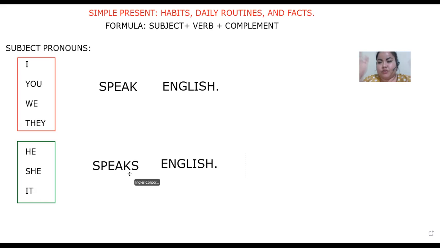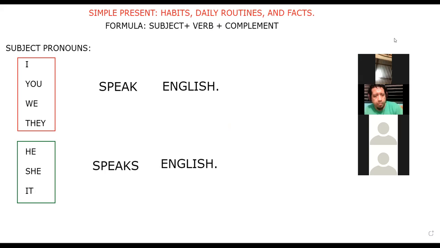Ahorita veamos la estructura. Right? So we have subject, verb, complement, right? Do we understand this part? ¿Entendemos las tres partes de la oración en inglés con el simple present? Sí. Yes? Yes, teacher. Okay. Yes, very well.